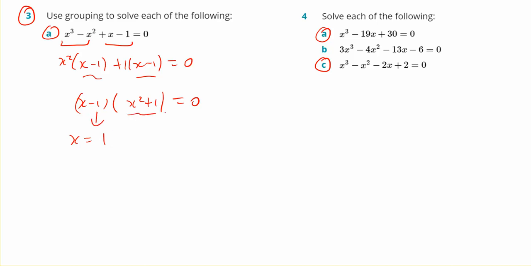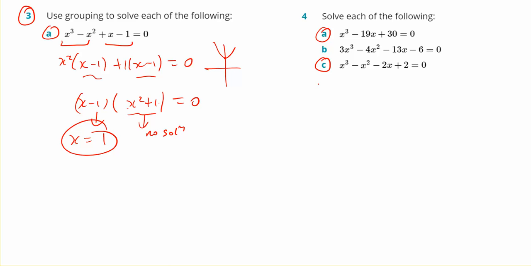But here, this can't be factorized, because if you look at the graph of x squared plus 1, it's never going to hit x equals 0, so no solution here. And you can confirm this by finding the discriminant. So b squared, which is 0 squared, minus 4 times a, which is 1, times c, which is 1. 0 minus 4 is a discriminant of negative 4, so that's not going to have a solution. So the only solution to this is x equals 1.